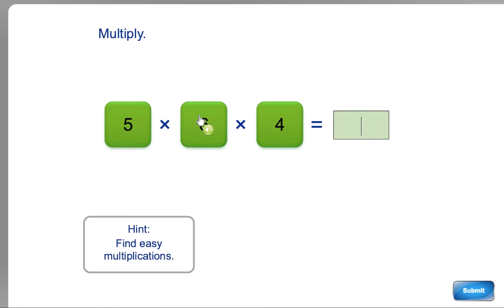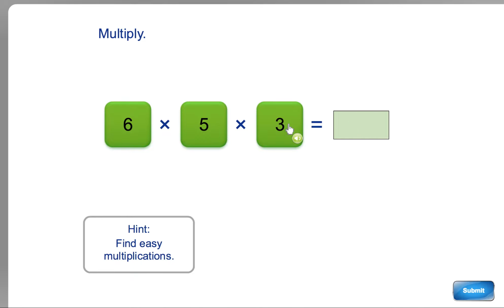In this one here, there are 2 or 3 different ways to do it. I would probably do 5 times 4, because 5 4s are 20, and then 20 times 6 is just 2 times 6 with a 0, so it's 120. So I found 20, a nice tidy number, and times it by the other one.